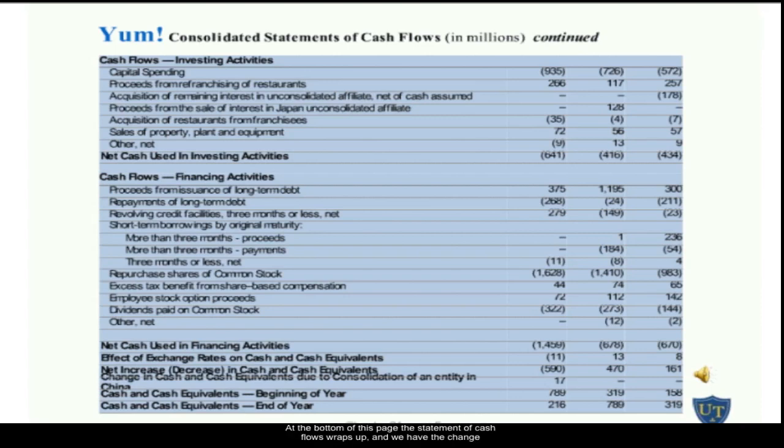At the bottom of this page, the statement of cash flows wraps up, and we have the change in cash for the current year being added to the beginning of the year balance, and that explains how cash went from the beginning balance to the bottom line on the statement of cash flows, which is cash at the end of the year. What this statement does for a financial statement user is to tie together and say, here's what caused cash on the balance sheet to change.